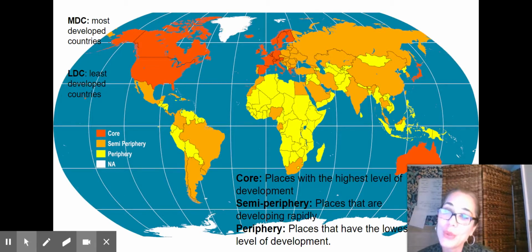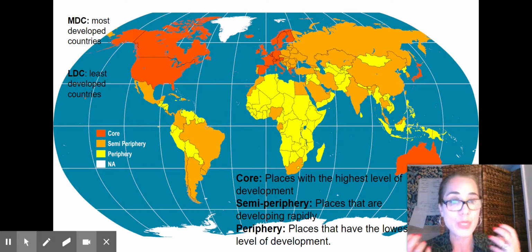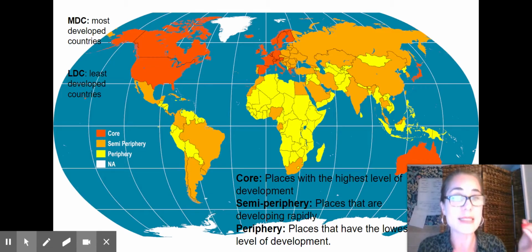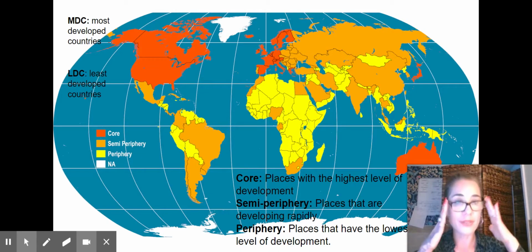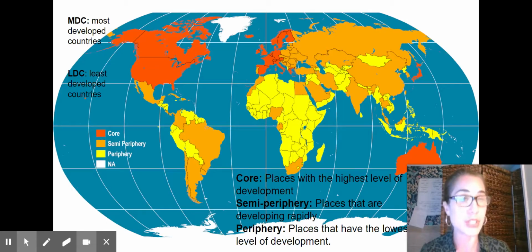Okay, we will begin talking about places in terms of their level of development. The reason we used standard of living to think about that is because when we talk about whether or not a place is developed, we're thinking about whether or not it has a high standard of living or a low standard of living. So we're going to think about these terms and use these vocabulary terms as we talk.